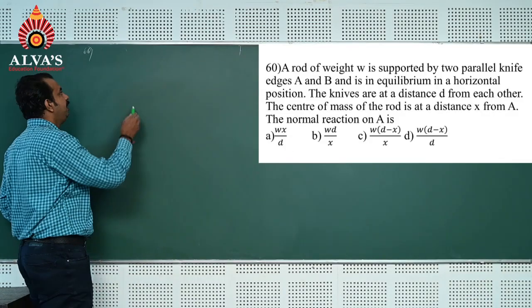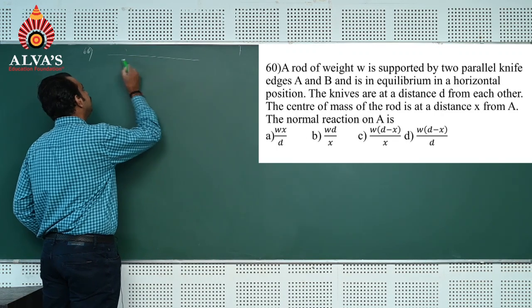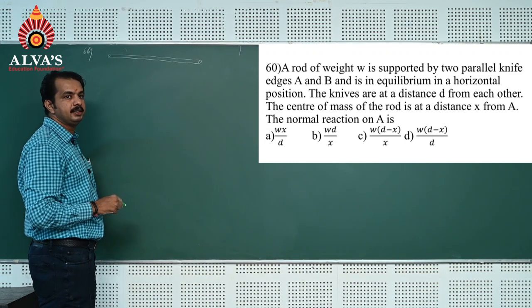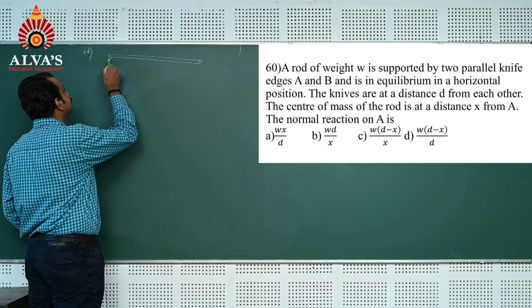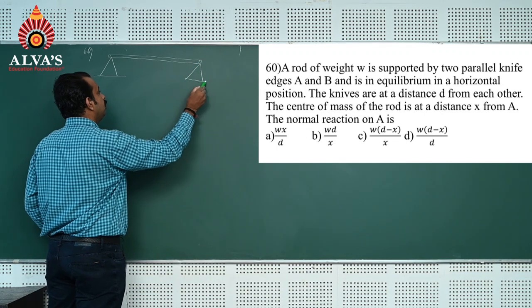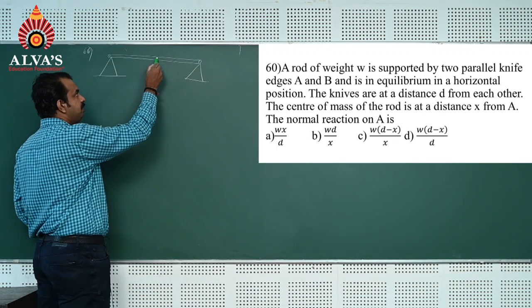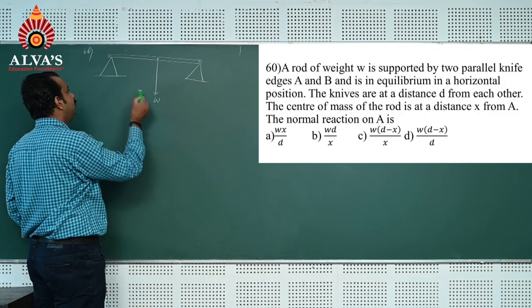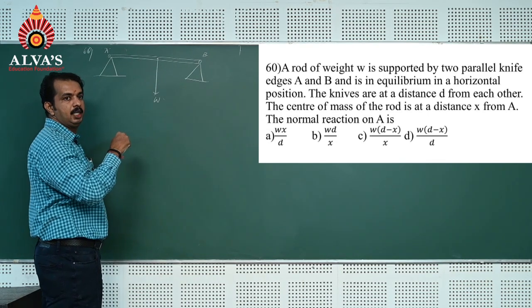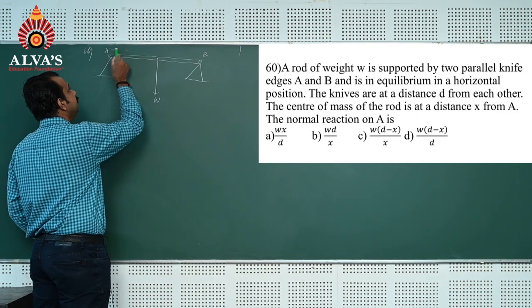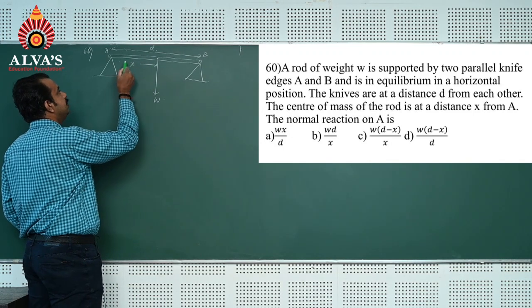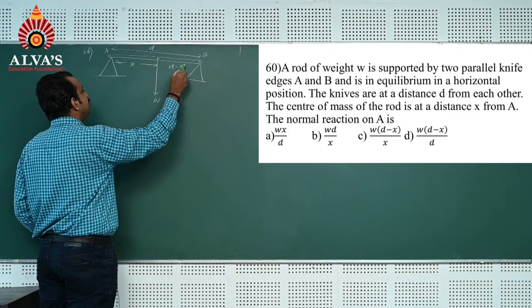Just consider a rod of weight W, and this rod is supported by the two knife edges, just like this. You know the weight of the rod acts from the center. This is W as given in the problem. This end is A, this end is B, and the total distance is capital letter D. This distance is x, and this distance is d minus x.